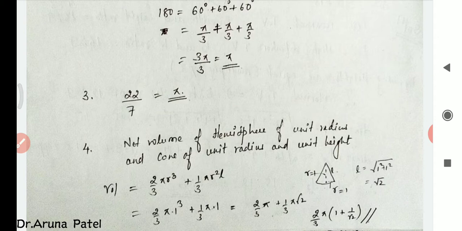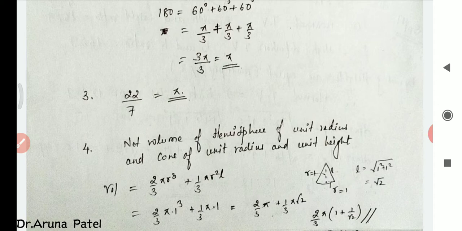So we know that for a cone the volume formula is 1 by 3 pi r square L, where L is the slant height of the cone, which equals the square root of height square plus radius square. Here the height and radius are both given as 1. So you get L equals root 2. On putting the value of L there, you get 2 by 3 pi into 1 cube plus 1 by 3 pi into 1.